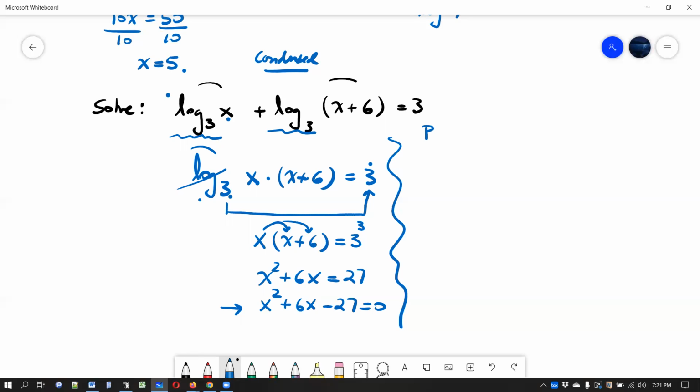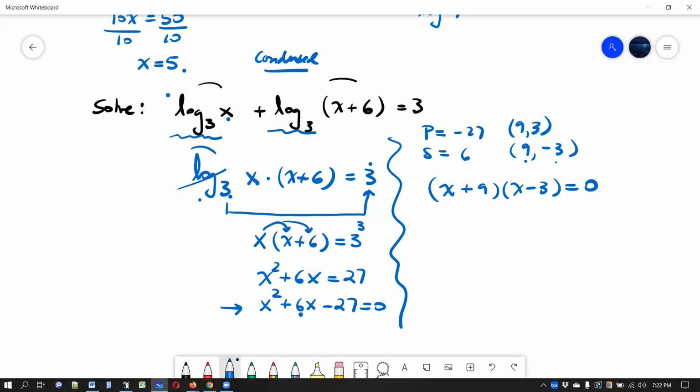You remember I have to find a product that is equal to minus 27 and a sum that is equal to 6. So obviously 9 and 3 is a possibility. And this is exactly the number that I need in order to get positive 6, right? So something with the 9 and a negative 3. The sum is positive 6. 9 times negative 3 is negative 27. So factoring that gives me x plus 9, x minus 3 equals 0.